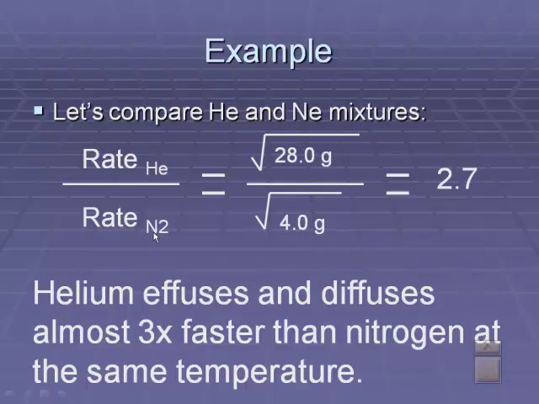So nitrogen has a larger mass than helium. So I know already that helium is going to be faster than nitrogen. Helium has a lesser mass than nitrogen, so he's going to be able to move a lot faster. It's the same concept as whether or not a heavy person can run as fast as a lightweight person. A lightweight person should be able to move quicker than a heavier person.